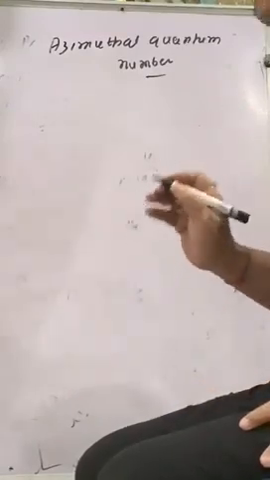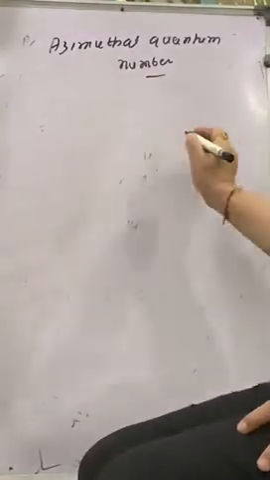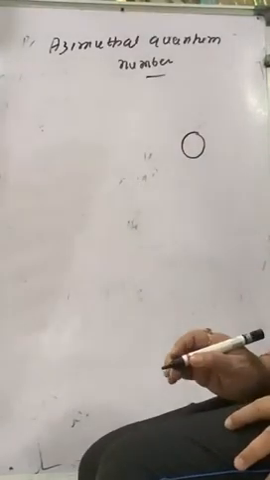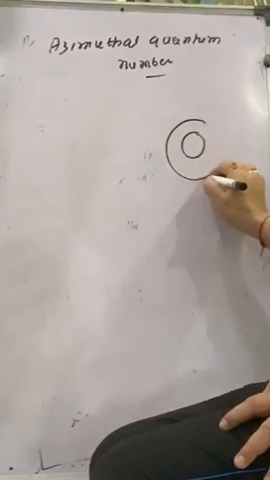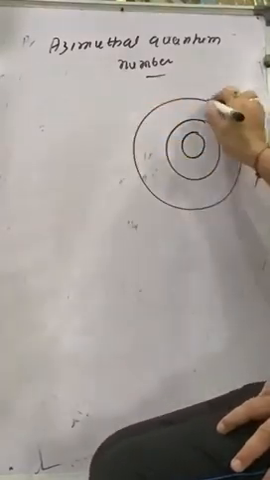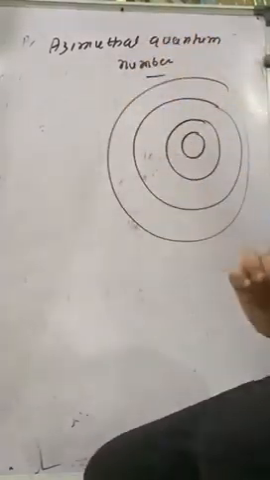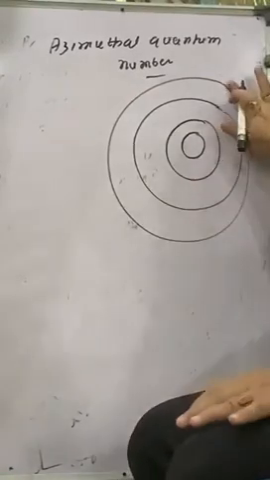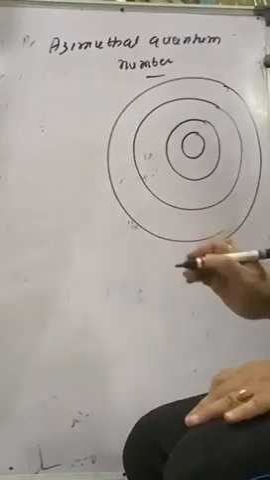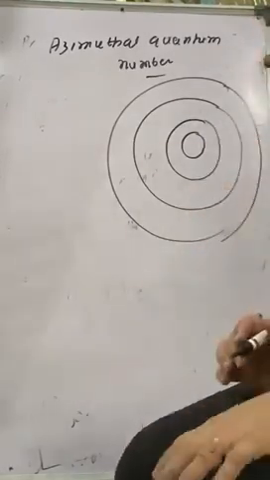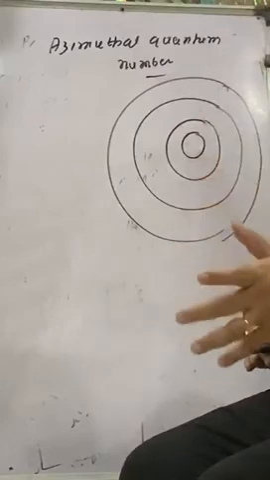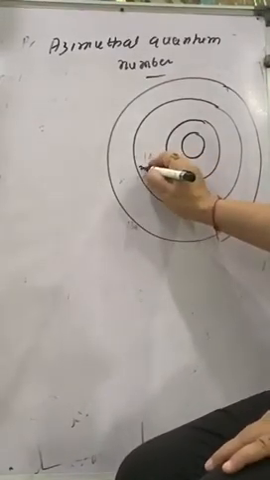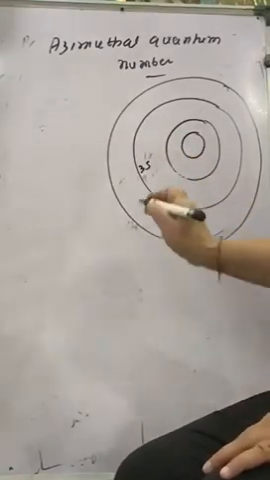Now, what is the azimuthal quantum number? See this, when you see a nucleus over here, and this is the orbit. Undoubtedly you know that this is an orbit, but you are not sure. An orbit is not a perfect pathway, it's an imaginary pathway. It depends upon the energy level. See, for example, if an electron moves in 3 joules, the electron is present over here.